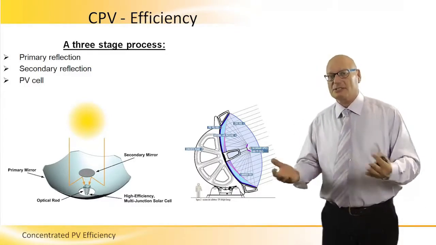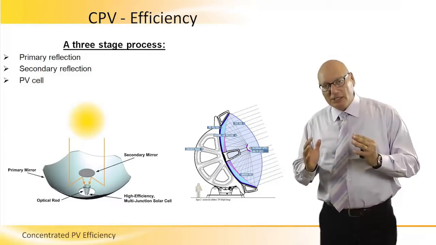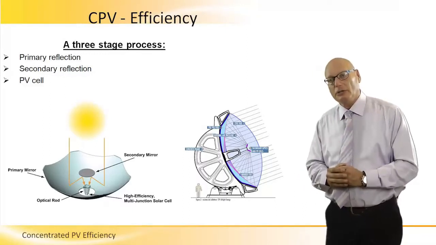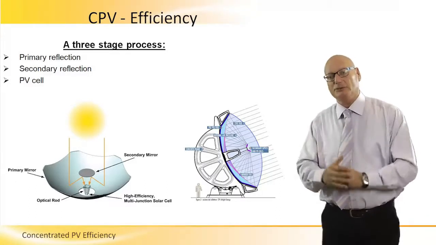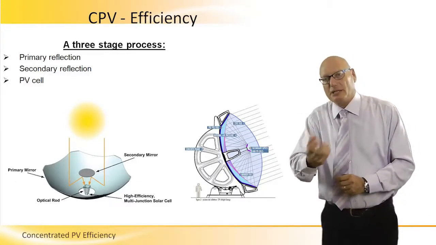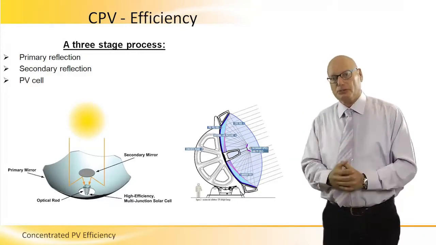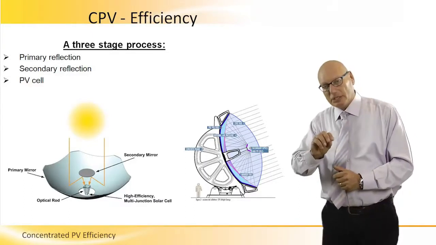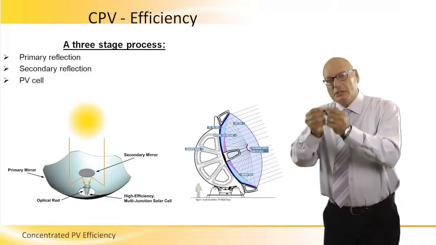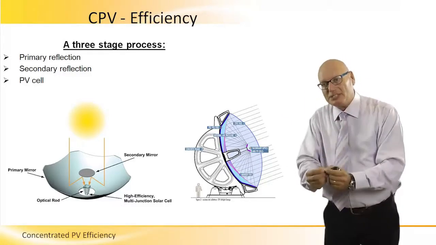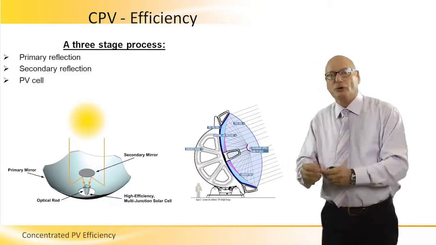Secondary reflection has the same idea. Concentrated light is injected into the secondary mirror, which gets hot because it's focused, it's a high density of energy. A mirror by its nature has its own losses, but the secondary has a higher temperature. So we have a loss right there. And then this concentrated light is injected into the PV cell itself, and as we've seen before, it has its own set of losses.